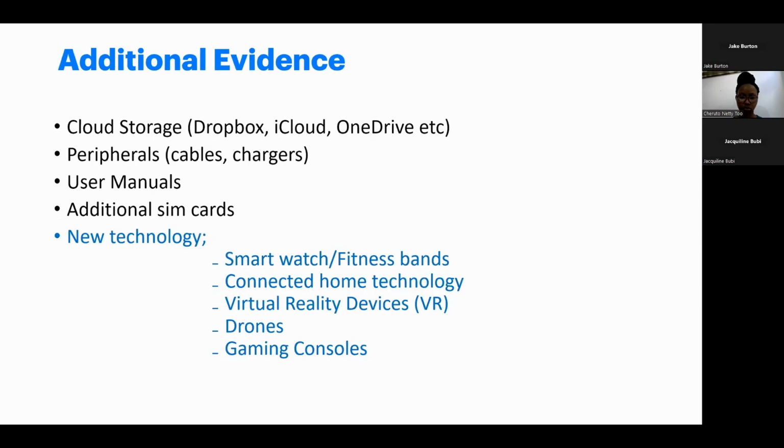So additional evidence that is usually within a phone, I think I talked about this, but there's also cloud storage. People store things in their Dropboxes, in their iCloud, in OneDrive, etc., their peripherals, their cables, their chargers.